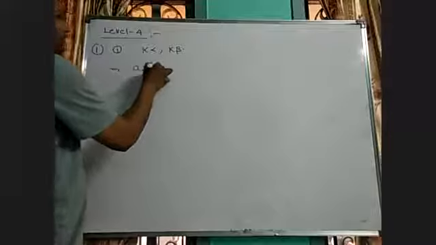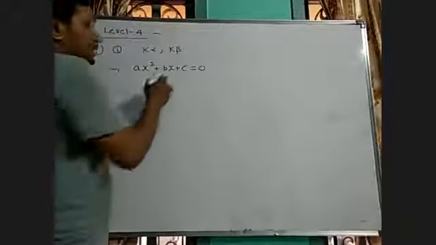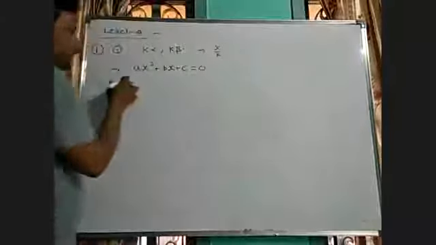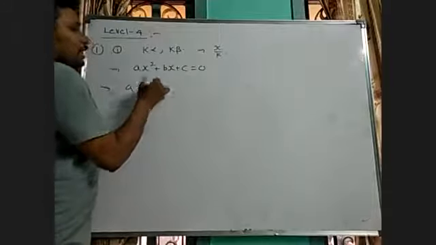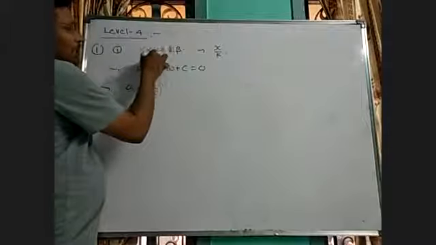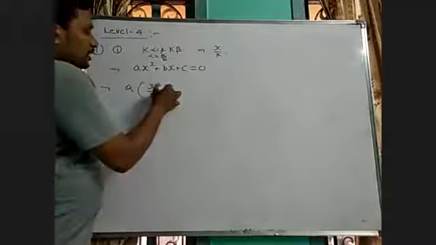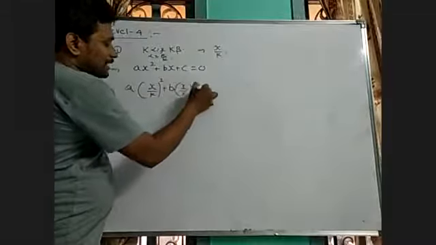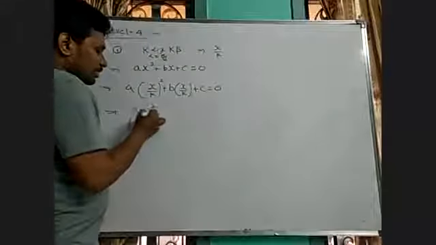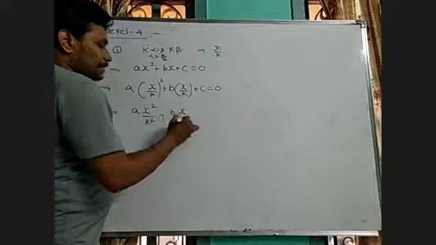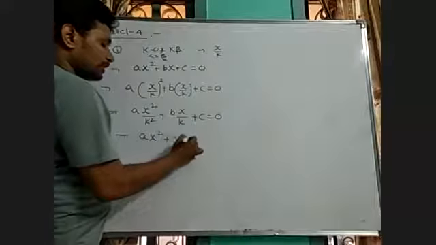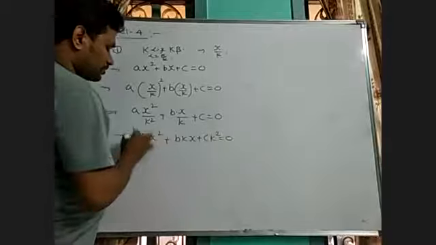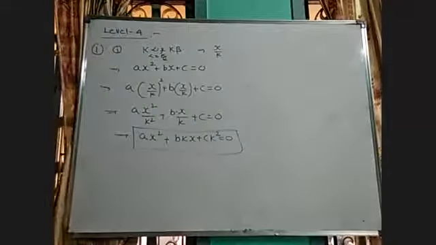The equation is ax square plus bx plus c equals 0. The transformed equation, if you take it, we can substitute x by k. I am taking k alpha, so if you equate it to x, alpha equals x by k, we can write. That's why I am substituting: a into x by k whole square plus b into x by k plus c equals 0. Here we write a into x square by k square plus b into x by k plus c equals 0. Here we write ax square plus bkx plus ck square equals 0. Okay, write it. This option, statement 1, is true.